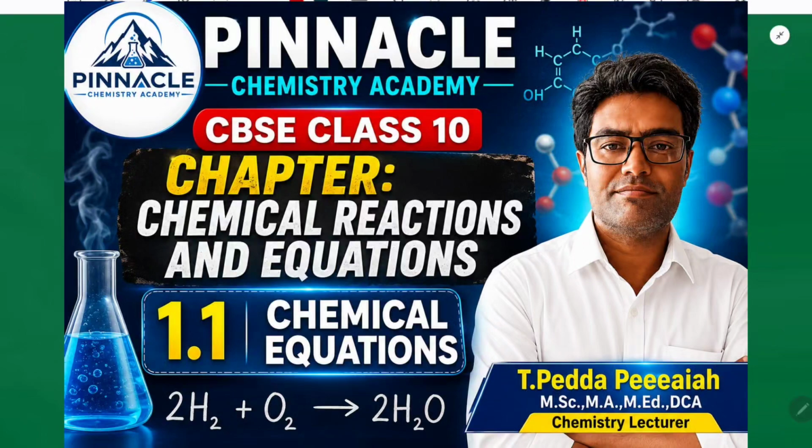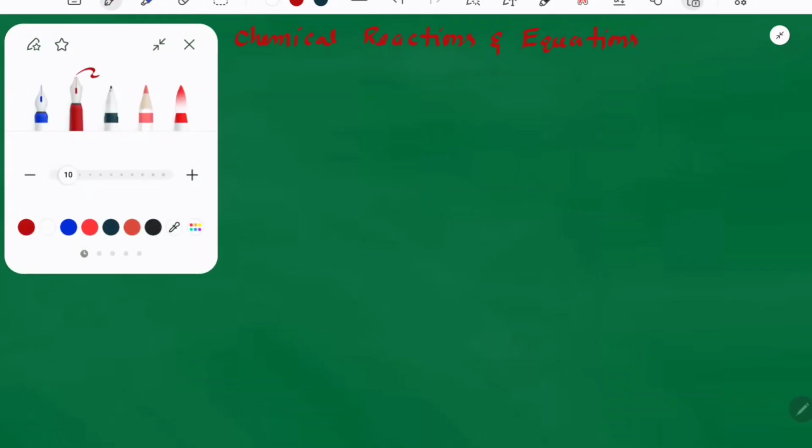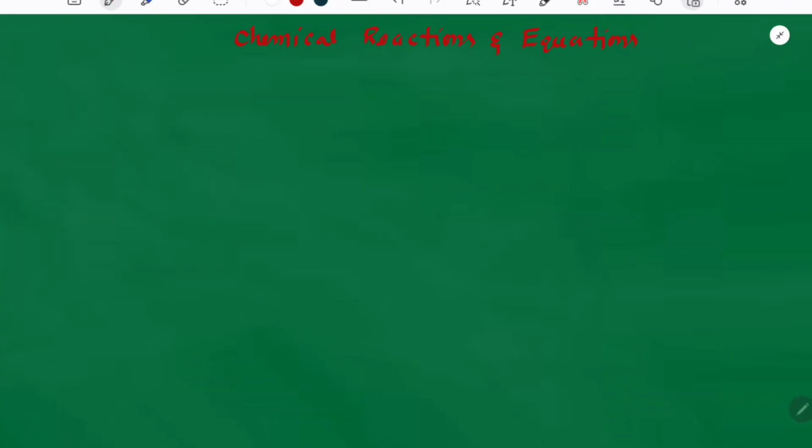Chemical reactions and equations. Okay, this is our lesson. Red color is not visible for you, so I will take white color. So, chemical reactions and equations.